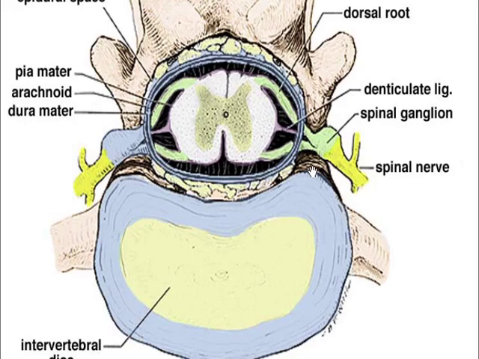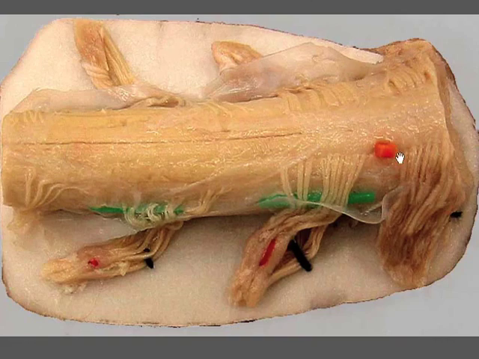clinical signs. This image shows 1, 2, 3, 4 segments of spinal cord that are exposed by excising the dura mater. This is the cut edge of dura mater, as is this down here. The dura mater is the outer layer of meninges.